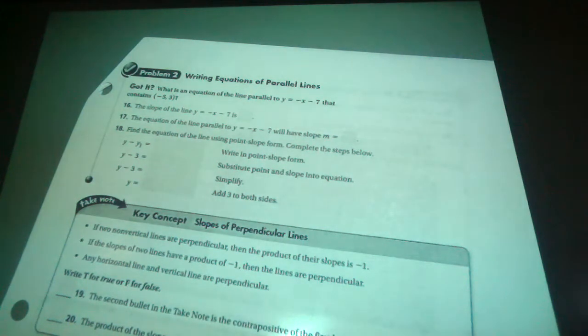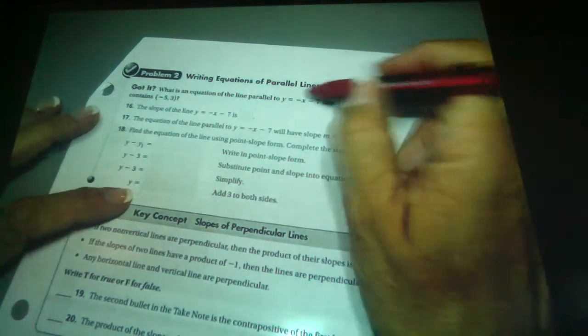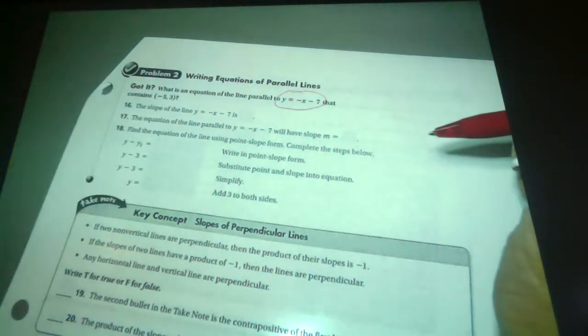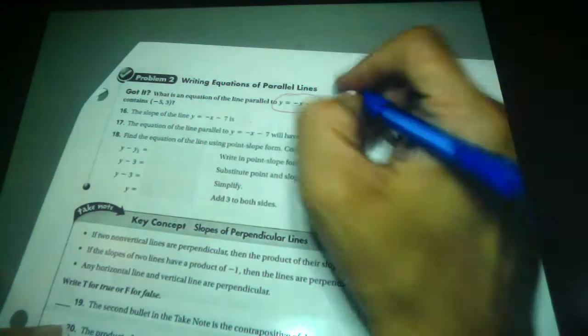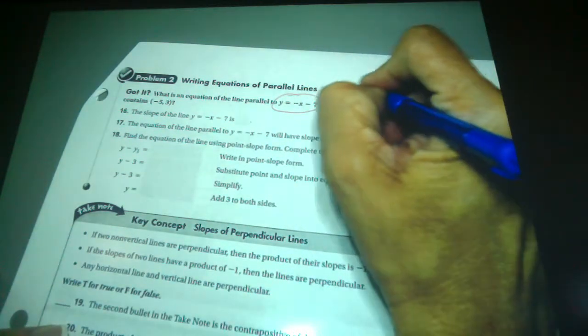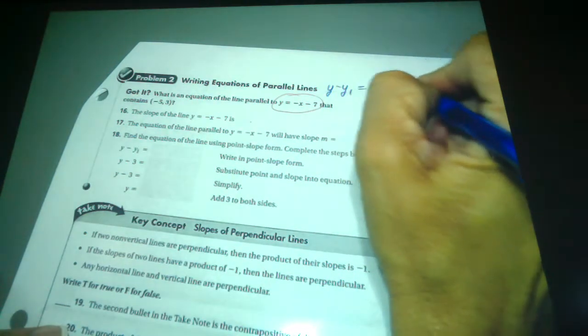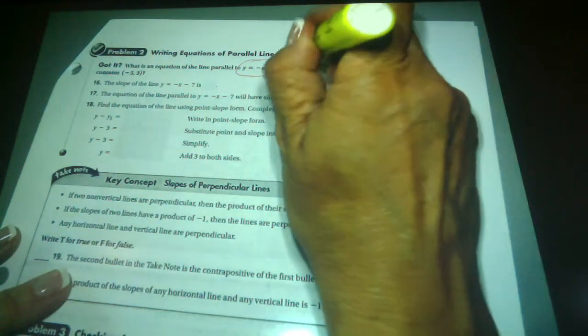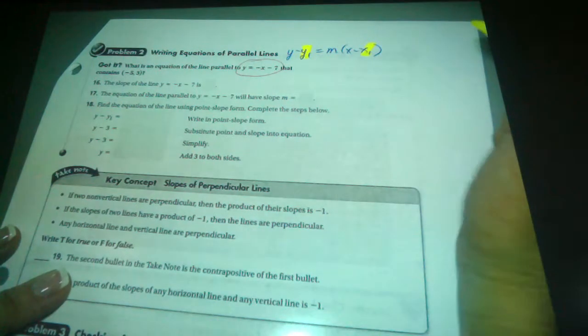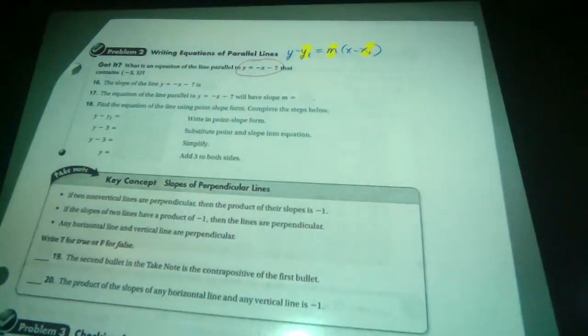So you're playing detective. The first thing, the reason why they're giving you this line right here is so that you can see what the slope is to your line. Because when we write the equation of lines, we are going to use y minus y sub 1 equals m times x minus x sub 1. I will always substitute in a point, so x sub 1, y sub 1, and the slope. So in order to write the equation of any line, I have to have a point and a slope.